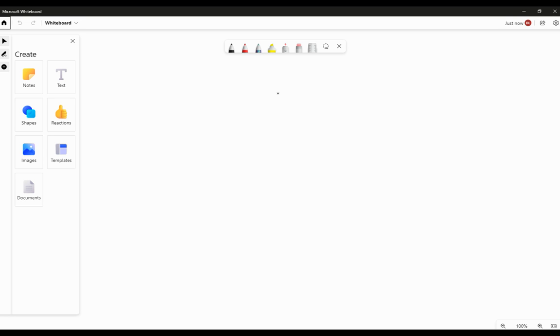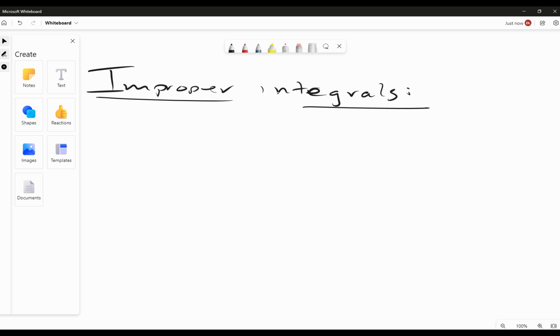So let's tackle improper integrals. This is what I've gathered so far on improper integrals, guys. Let's just kind of tackle one right off the bat. Actually, let's add a couple of things.